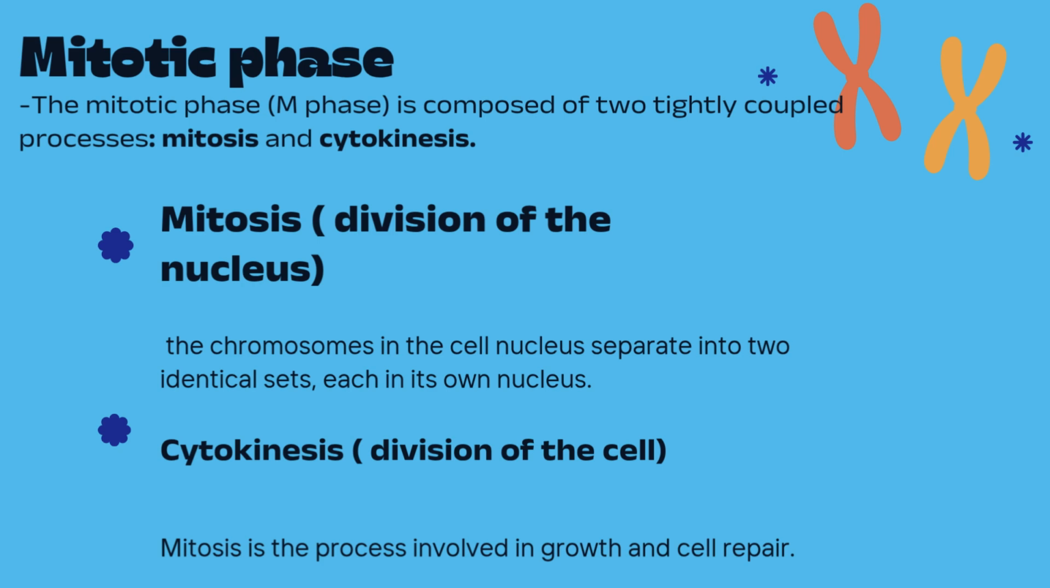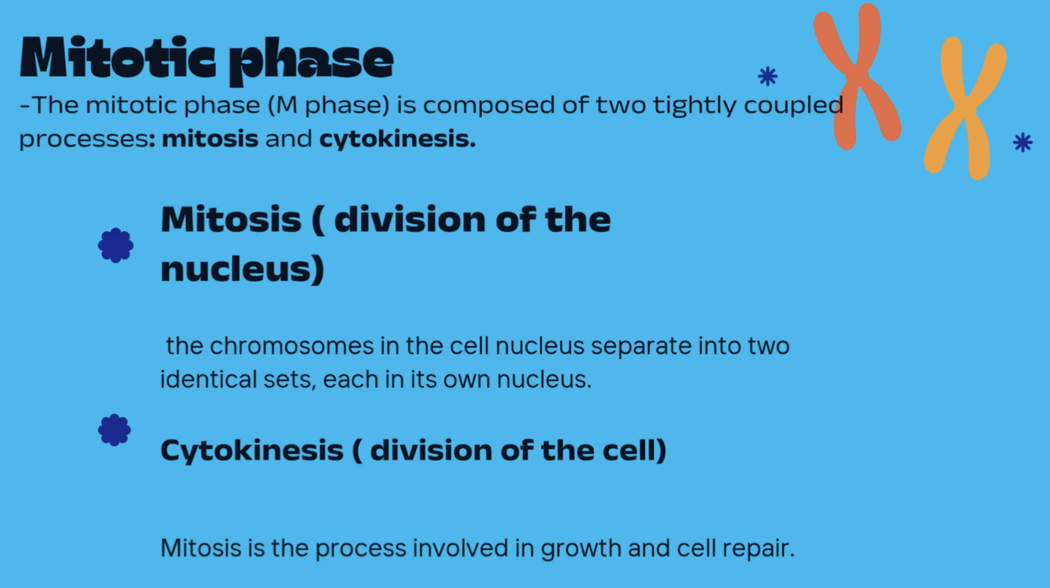So cytokinesis, as I was saying, is the division of the whole cell. The cell cytoplasm and the rest of the cell splits. The cell membrane pinches in and divides into two separate cells. So in mitosis, you will have one cell with two nuclei.